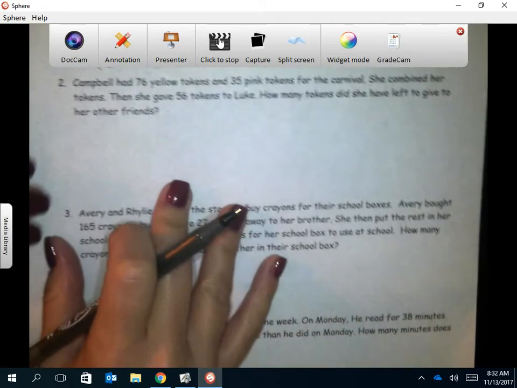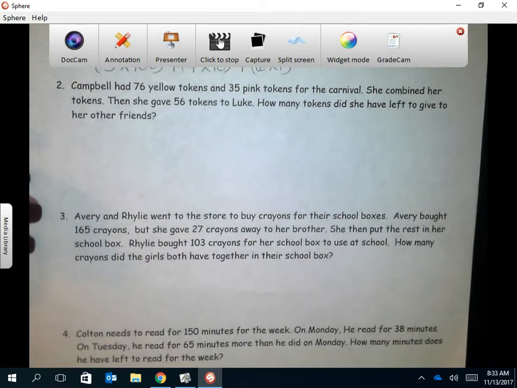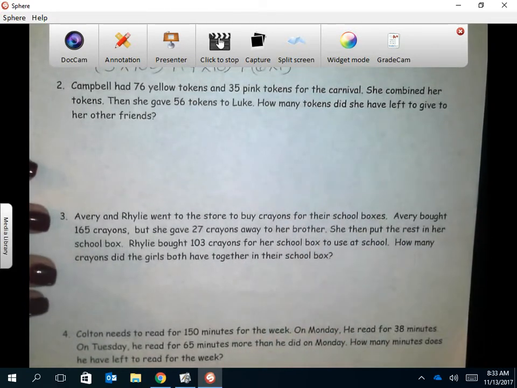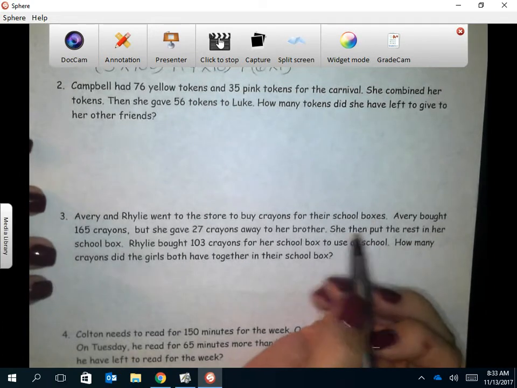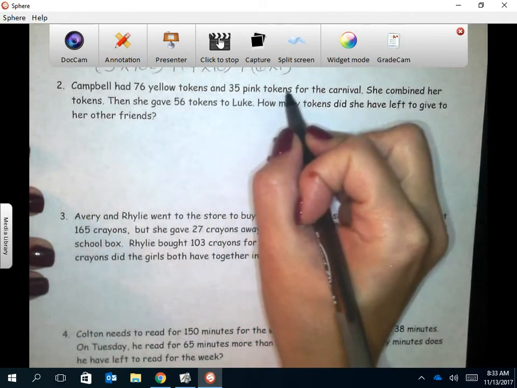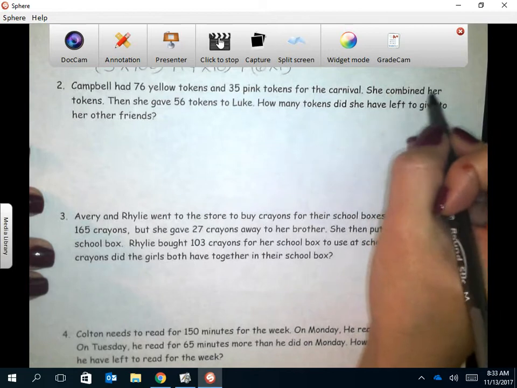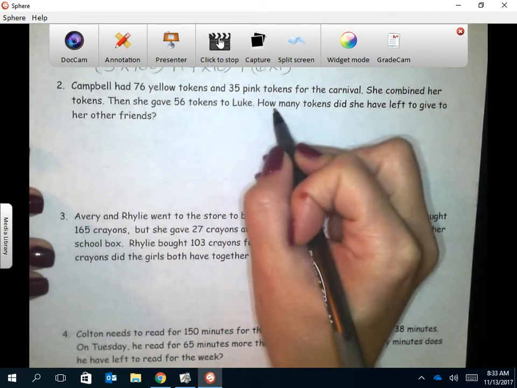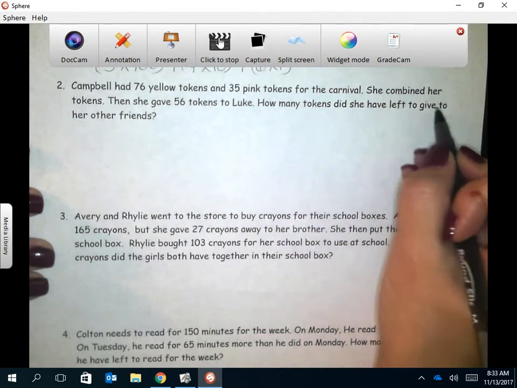Okay, so numbers 2, 3, and 4, I'm telling you now, they are multi-step problems. You will need to follow the unwrap strategy to solve these. I want to see either your model or your work or whatever you need. So I'm going to do number 2 as an example. I'm not going to solve it with the answer, but everything that you need. Campbell had 76 yellow tokens and 35 pink tokens for the carnival. She combined her tokens. Then she gave 56 tokens to Luke. How many tokens did she have left to give to her other friends?